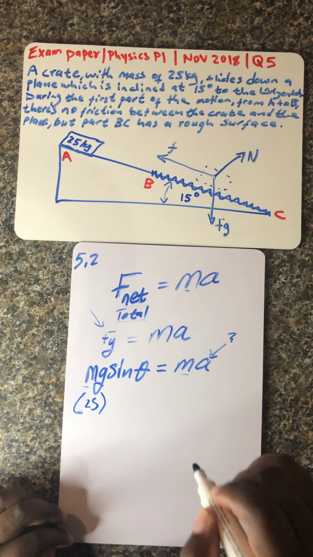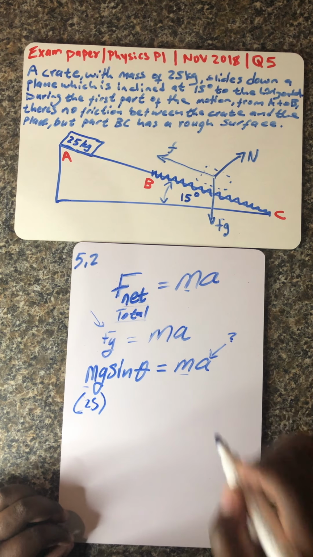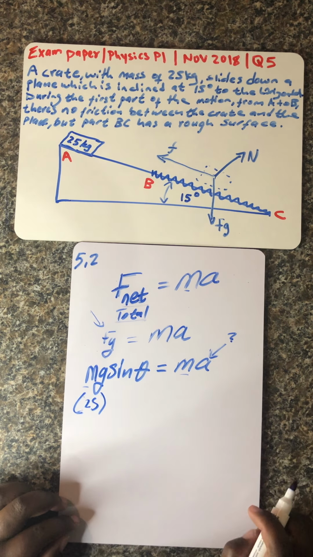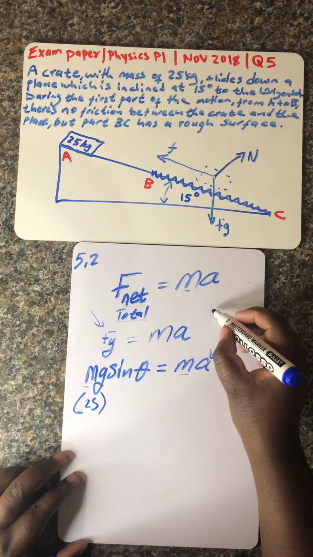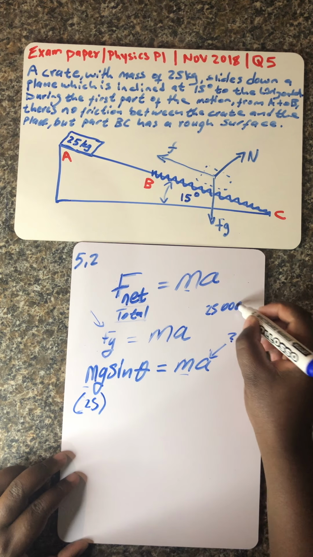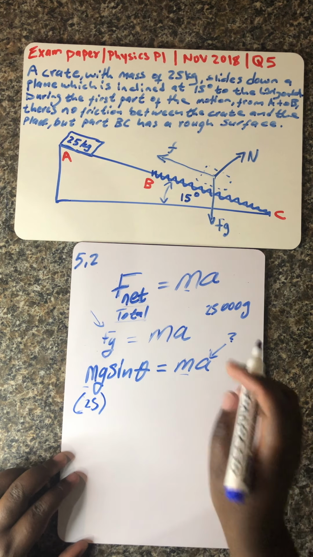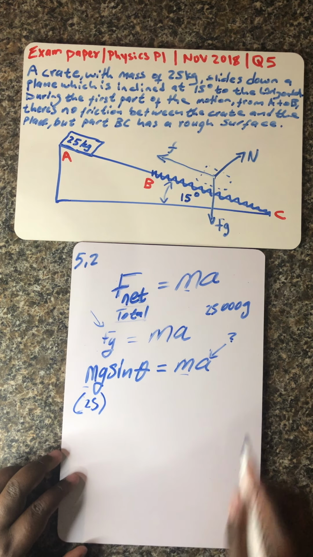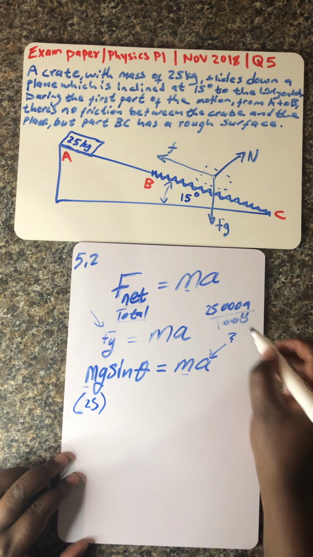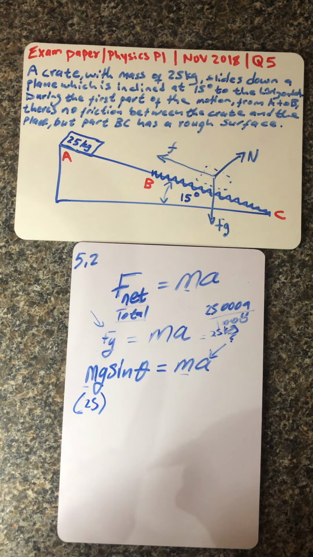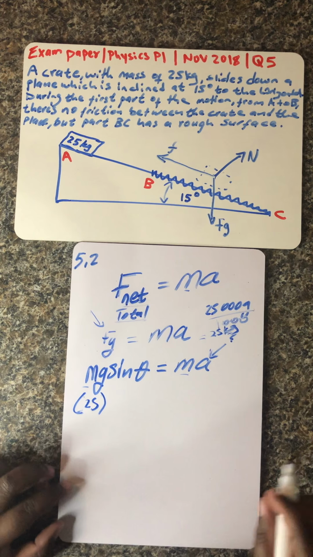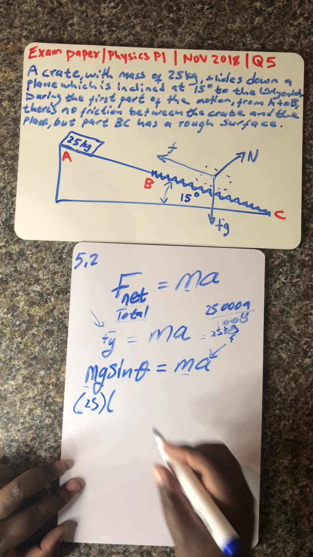Guys, mass in physics is measured in kilograms. So if for some reason that mass was, let's say, 25,000 grams, if it's given in grams, convert it to kilograms. Just divide it by 1,000 and you're going to get 25 kg. You must first convert the mass to kilograms, and then from there you can substitute into the formula.